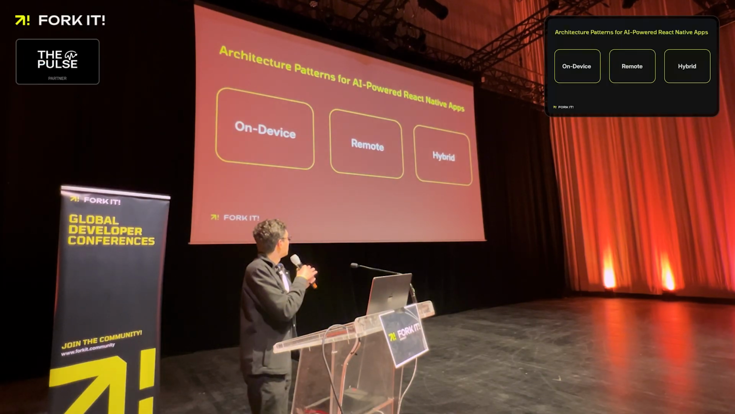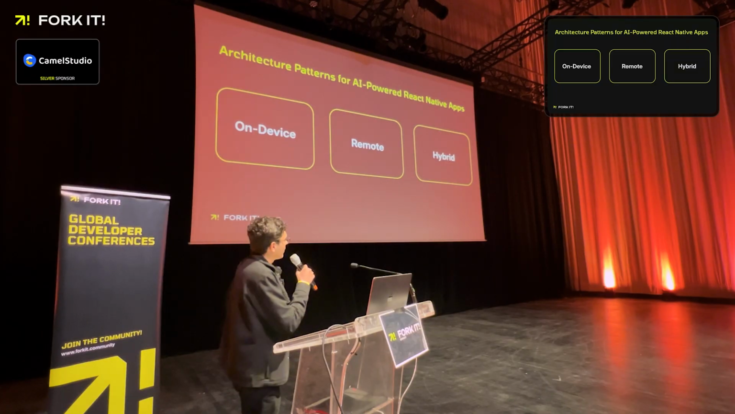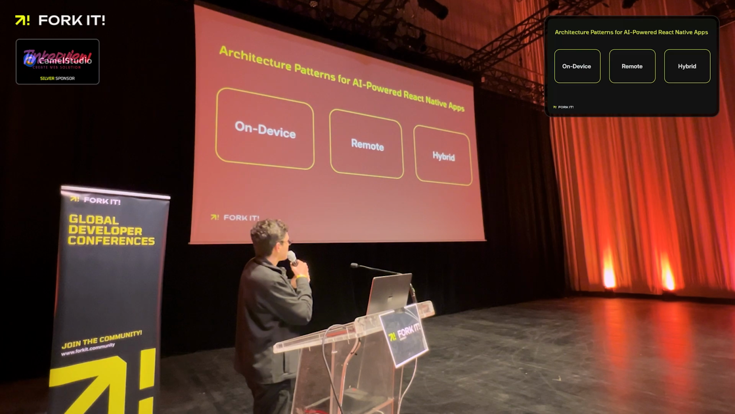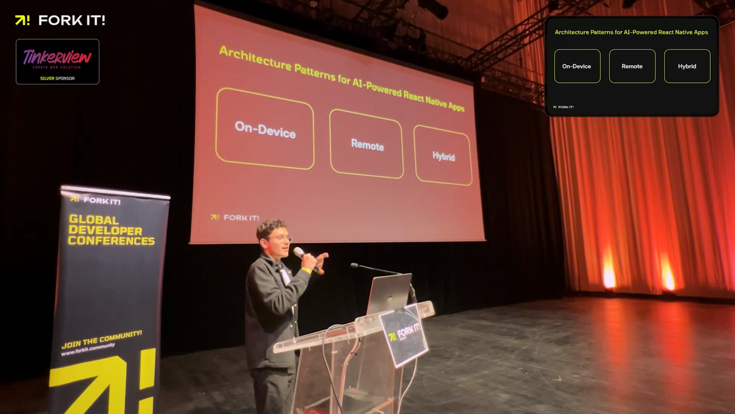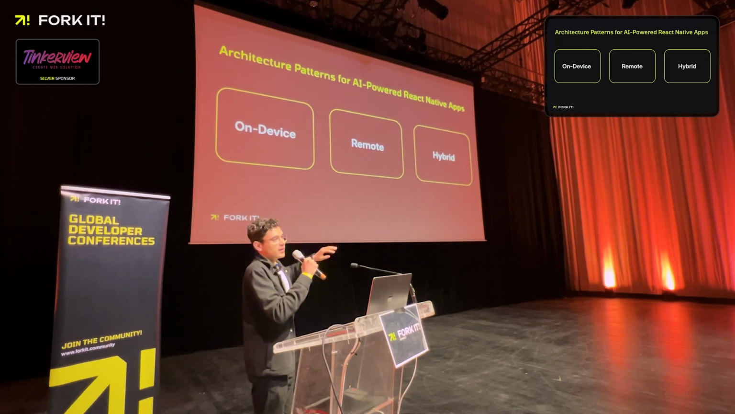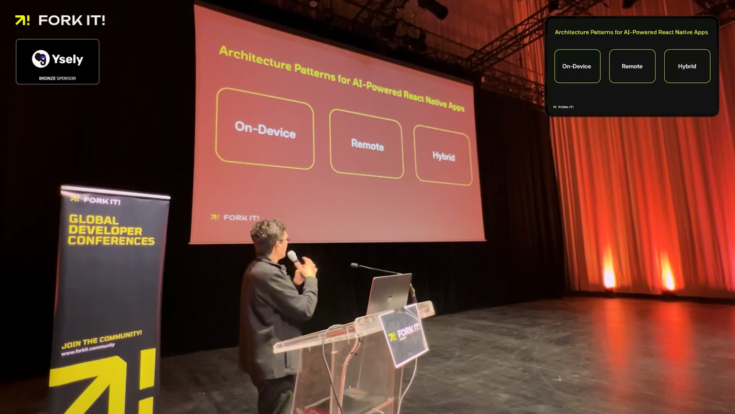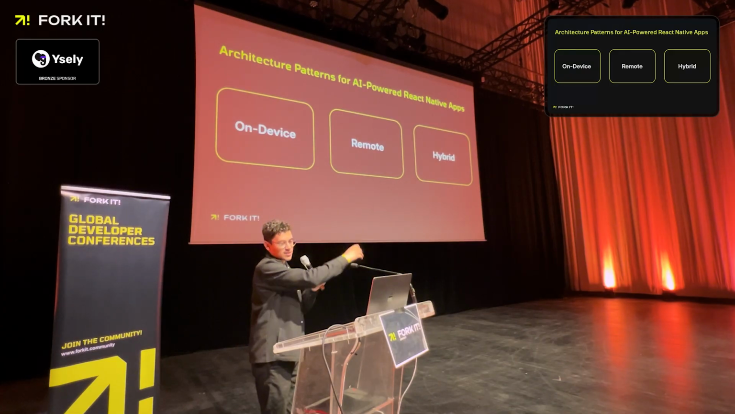To integrate AI in React Native, we have more than one way, and there are ways that allow us to empower our React Native apps with AI. The first one and the classic one is the remote way. So you have an API and you send a prompt and you get back the response. We have the on-device approach, and lastly we have the hybrid approach that you're going to see later.